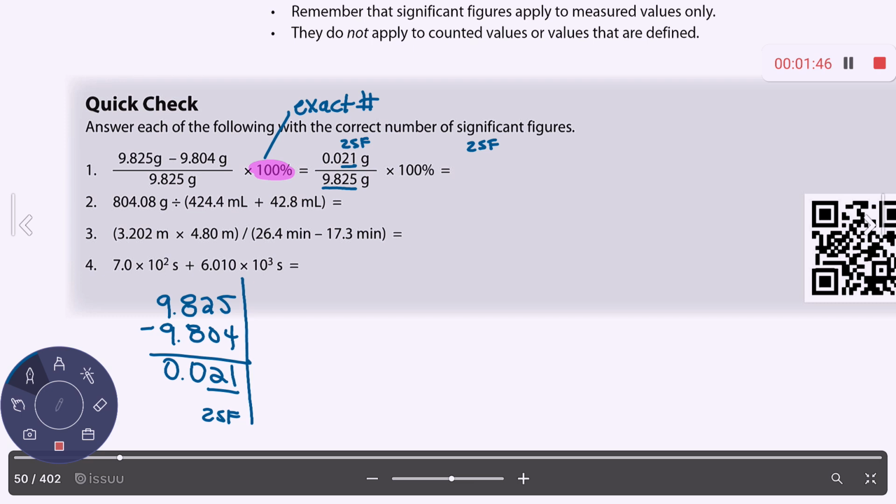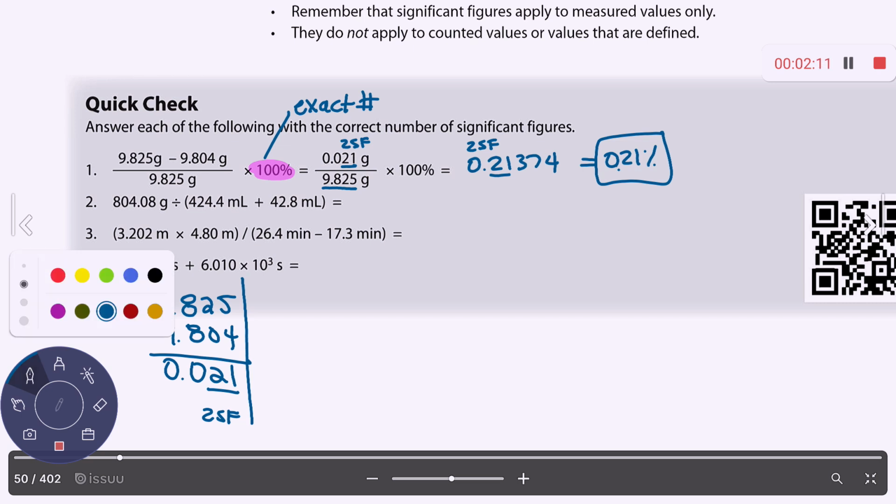Okay, so you're going to end up getting 0.21374. I'm going to underline the 2 and the 1. This would be 0.21%. That's 2 sig figs for your answer. Okay, but do not round until the very end. Just keep track of sig figs as you go. Do you want me to do one more with you, or do you want to try one on your own? Do you want me to do one more?